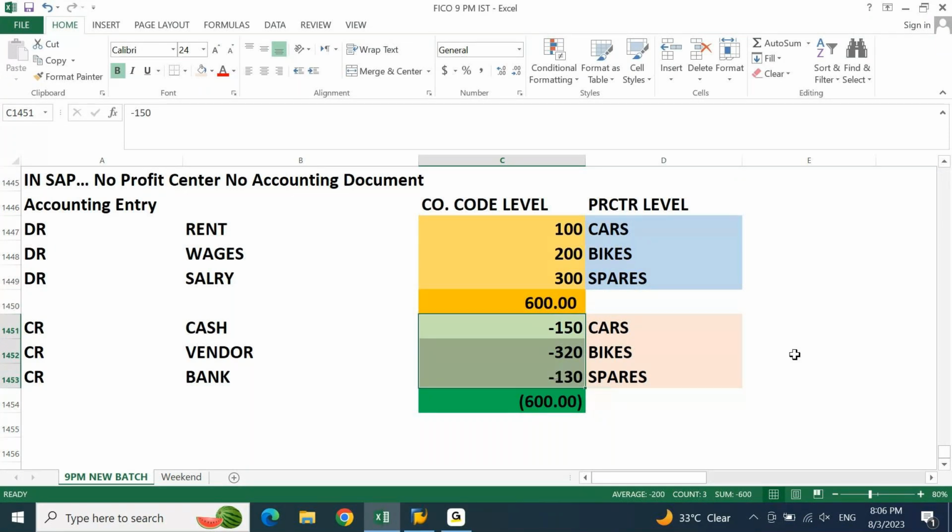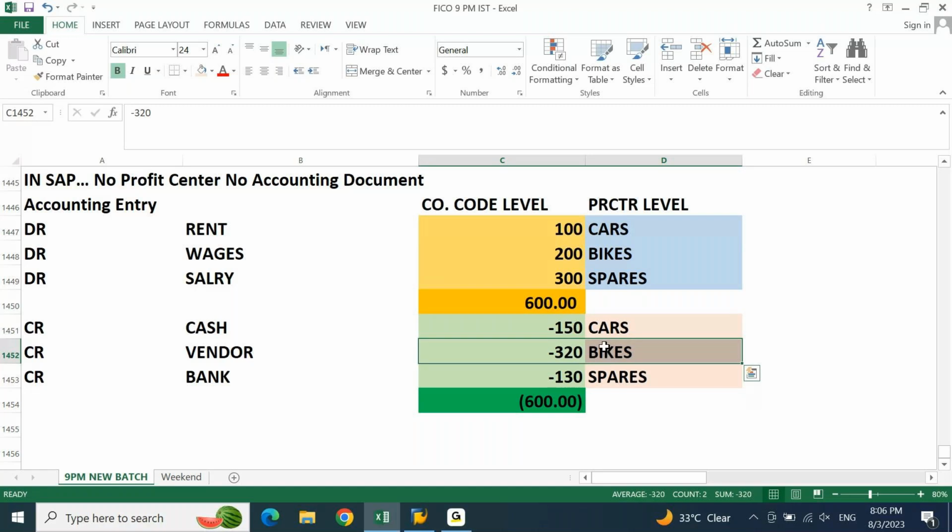If I look at cars, cars has got a debit balance of 100, but cars has got a credit balance of 150. Now I'm not able to match the debit and credit balance in cars. Am I correct? Yes, the debit balance in cars is not matching with the credit balance in cars. Similarly, the debit balance in bikes is not matching with the credit balance in bikes.